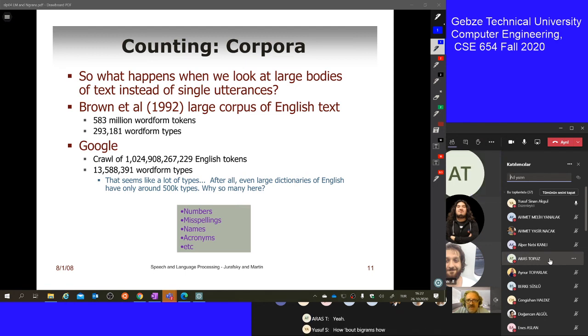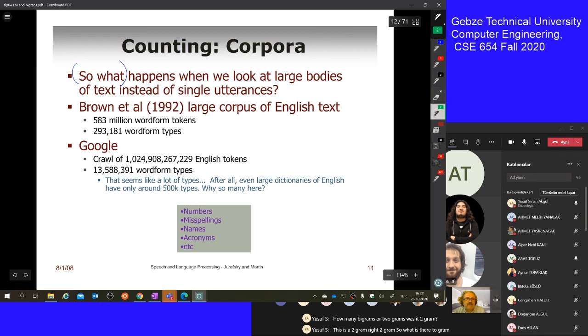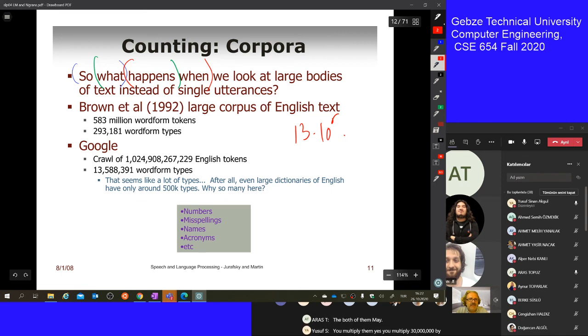How about bigrams? How many bigrams, or 2 grams, are there in Google's corpora? What's a 2 gram? This is a 2 gram, right? "What happens" is another 2 gram. "Happens when" is another 2 gram. So how many 2 grams do you think there could be in Google's corpora? If I have 13 million words, half of them, maybe? You multiply them, yes. You multiply 13 million by 13 million. That's how many potential bigrams you have in Google's corpora.